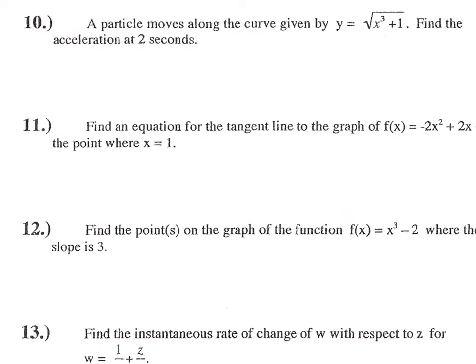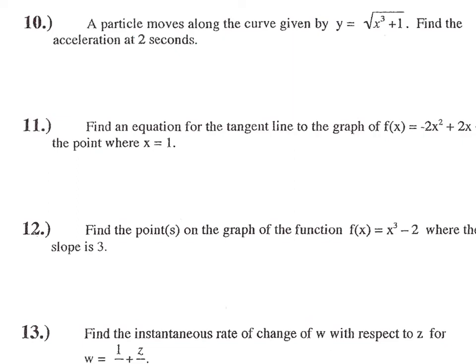Number 10, we're given the position function of a particle. We know that it moves along the curve y equals the square root of x cubed plus 1, and we want to find the acceleration of this particle at 2 seconds. So we know that acceleration is the second derivative of the position function. So first we need to find the second derivative of y.